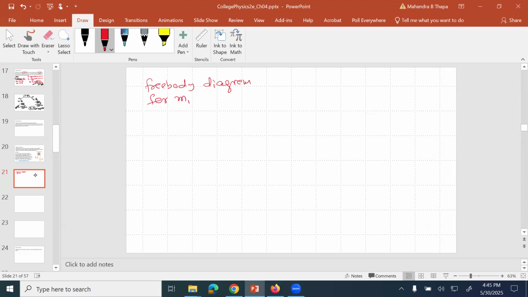Free-body diagram for M1. The mass M1 is represented by a dot. The force from the string is T1, and the force due to the Earth is W1, which equals M1 times G. Here T1 is the tension force in the string for mass M1.